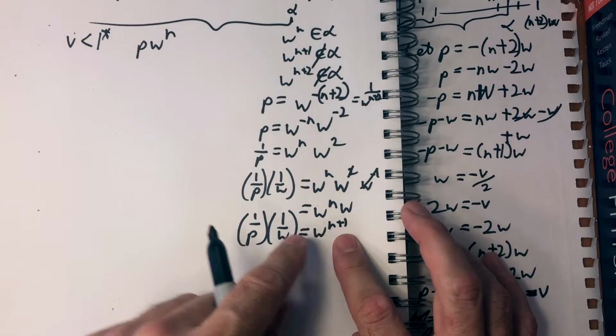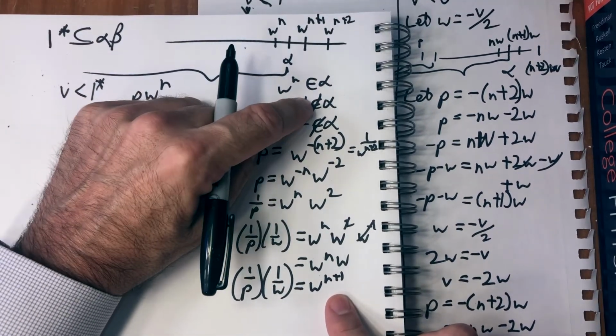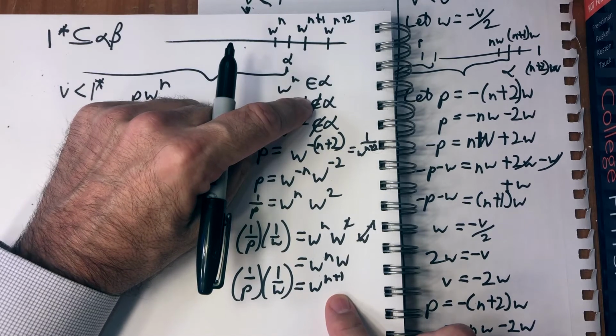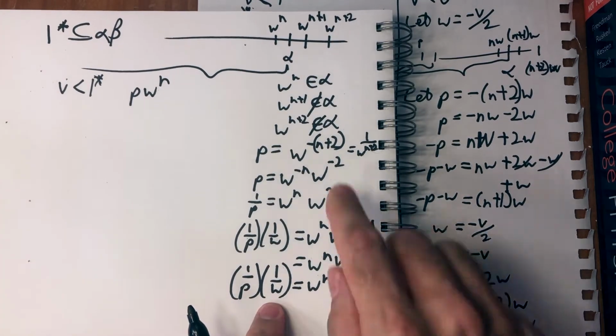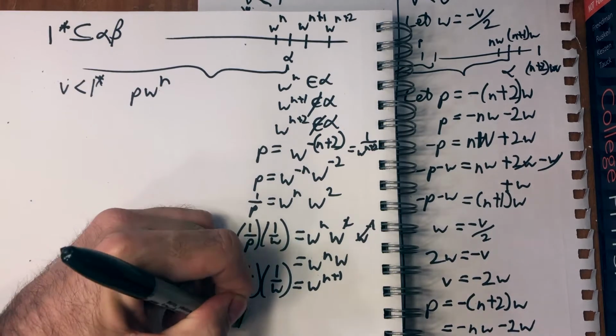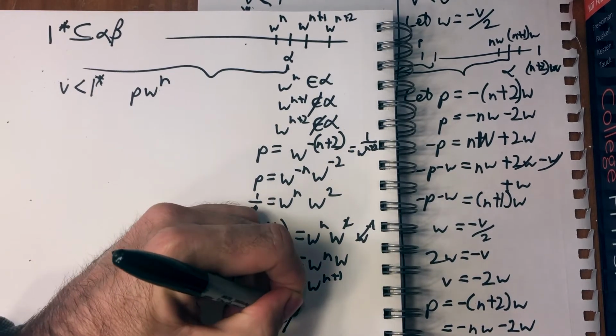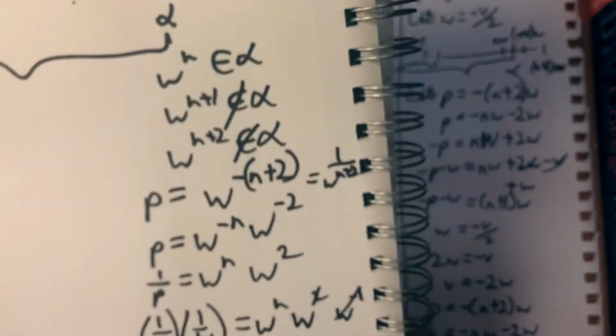Because we know we started with W to the n plus 1 is outside of alpha. So that means that 1 over P times 1 over W is outside of alpha. That's great. That means that P is an element of beta. So far so good.